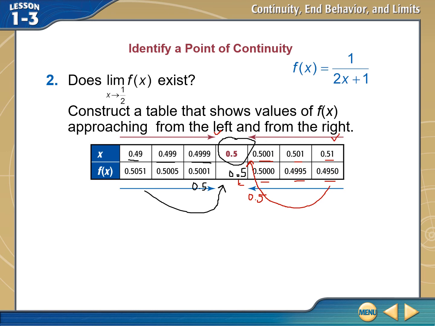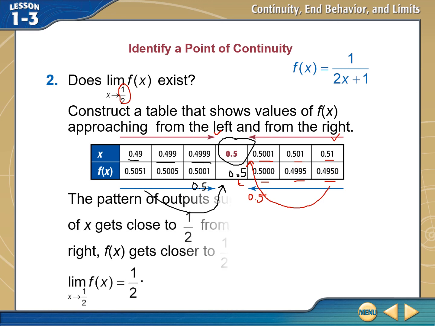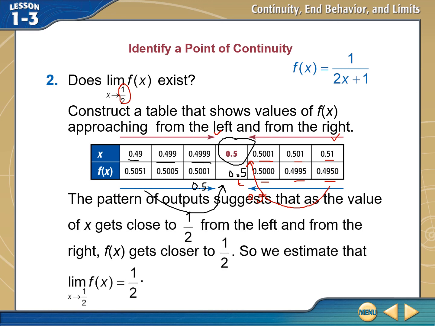If the numbers on the left of this half are trying to approach the same number as the numbers on the right side. So here it says the pattern of the output suggests that as x gets close to half from the left side and from the right side, f of x gets closer to half. So estimate that the limit as x approaches half of f of x, our f of x is this one, is equal to half.